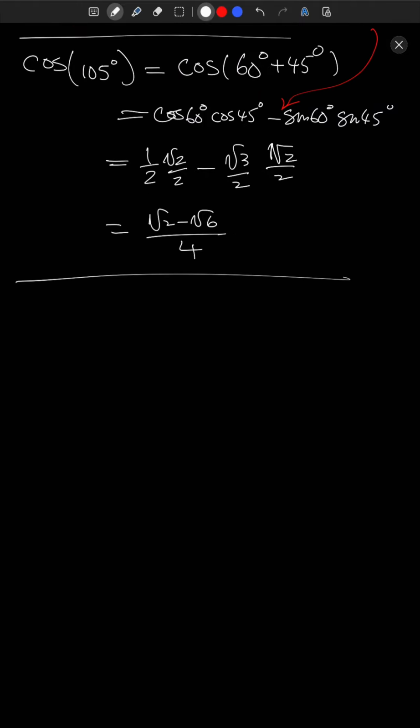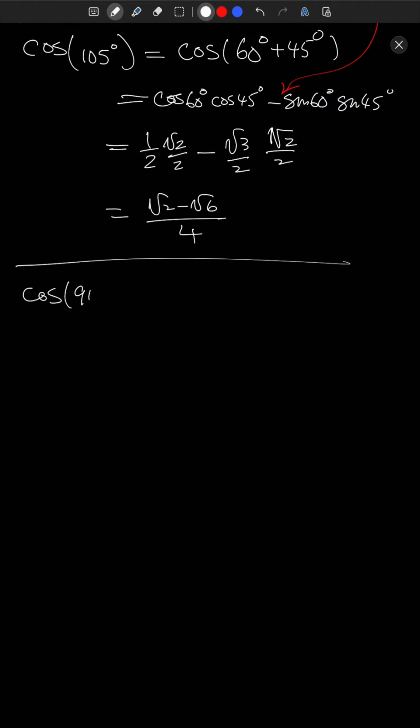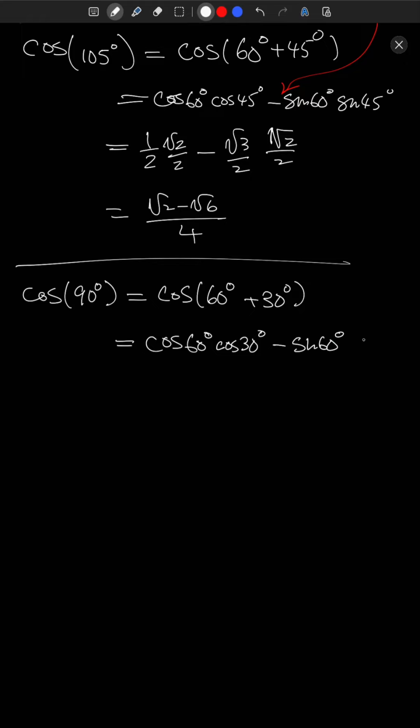Okay, let me do one more. Cosine of 90 degrees. So this one's a little silly, but I just want to emphasize that if we break it down into cosine of 60 degrees plus 30 degrees, and we use our identity, cos 60 degrees cos 30 degrees minus sine 60 degrees sine 30 degrees, we should get, on the right-hand side, the actual value of cosine of 90 degrees. So we anticipate that our answer should be 0. So let's just check whether it is. If it's not, obviously we've discovered something terrible. But let's see if it works out.